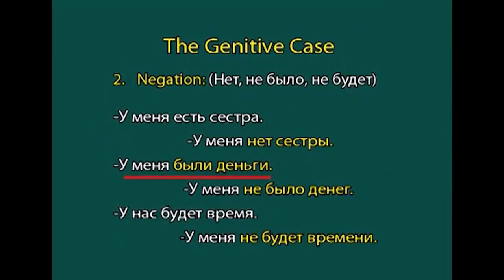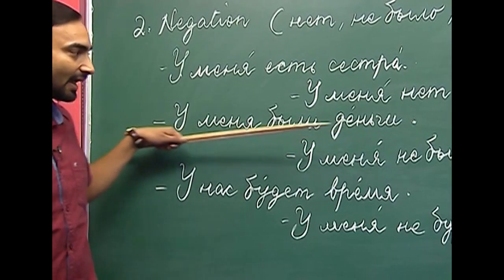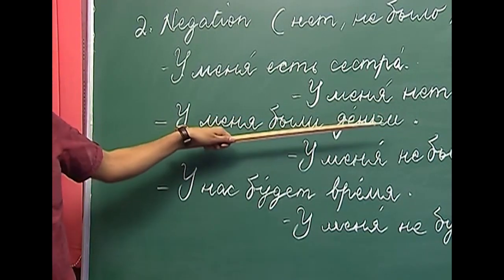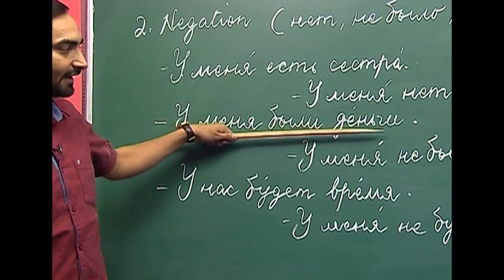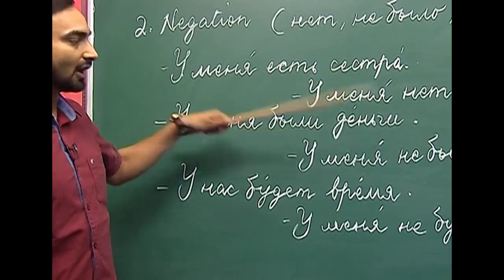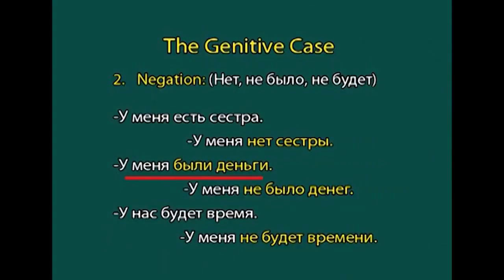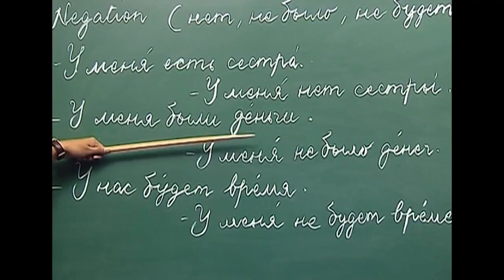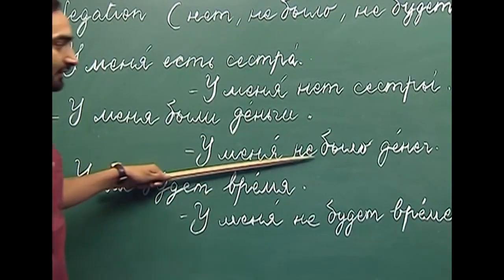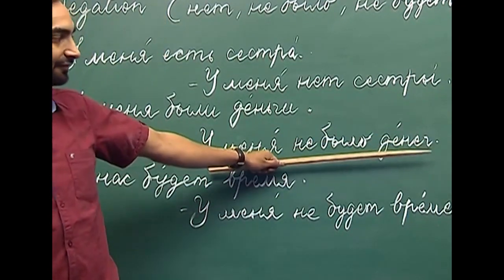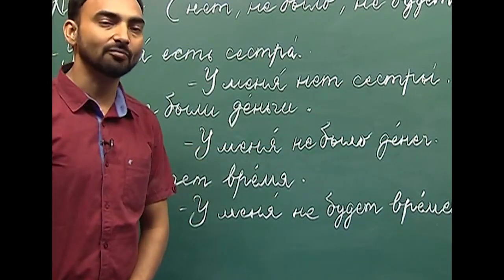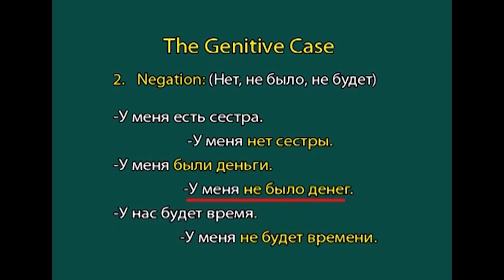The next example we have is У меня были деньги. I had money. Деньги is money. So, this is the assertive sentence, where деньги is the nominative plural noun. Now what if you convert this sentence into a negative construction? У меня не было денег. So, here we have used the genitive case form of the noun деньги. У меня не было денег. I did not have money.